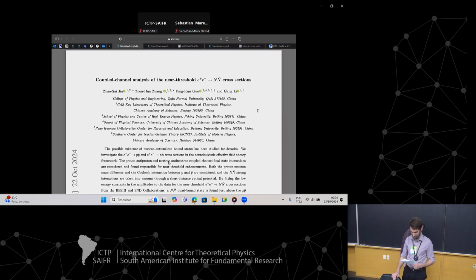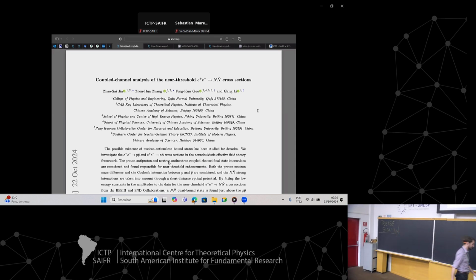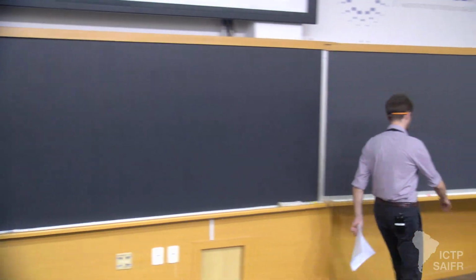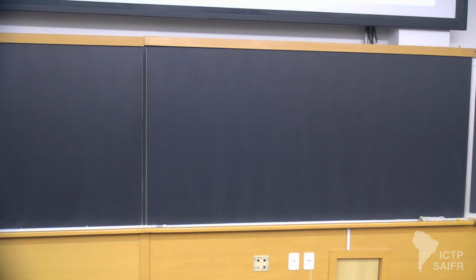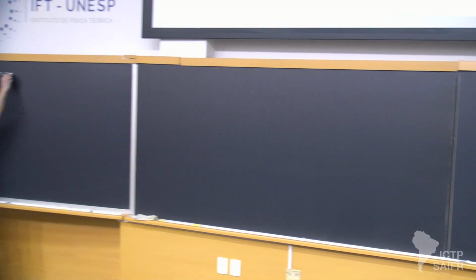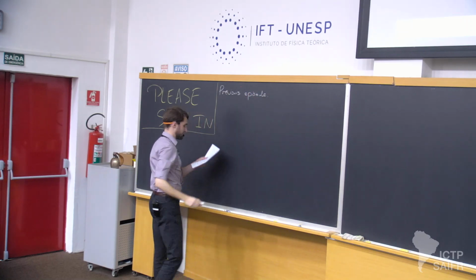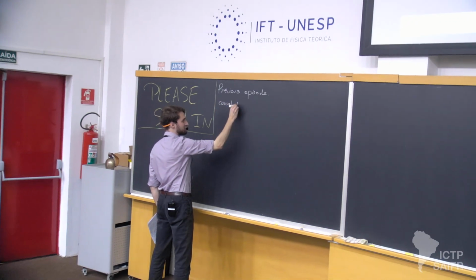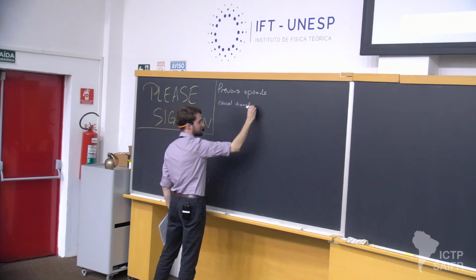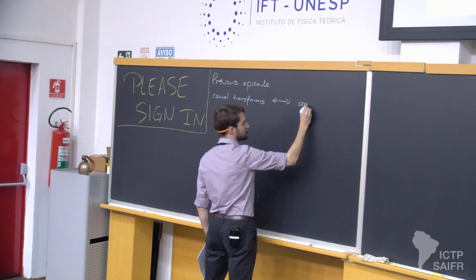That's point number 1. Point number 2, let's review what we talked about yesterday. So, the previous episode involved causal transforms and their link to analyticity.